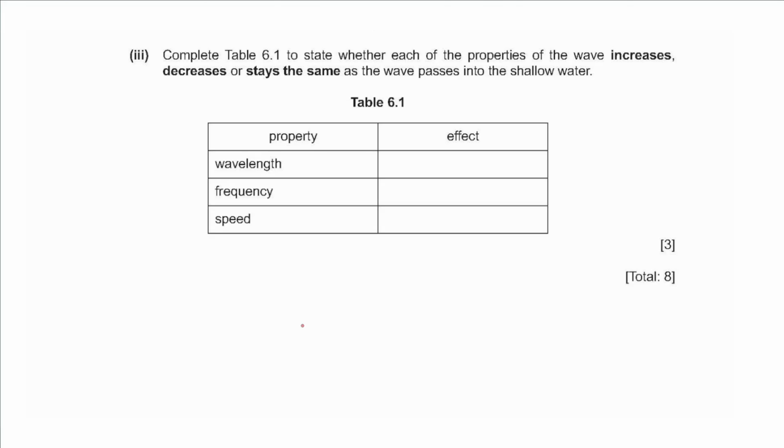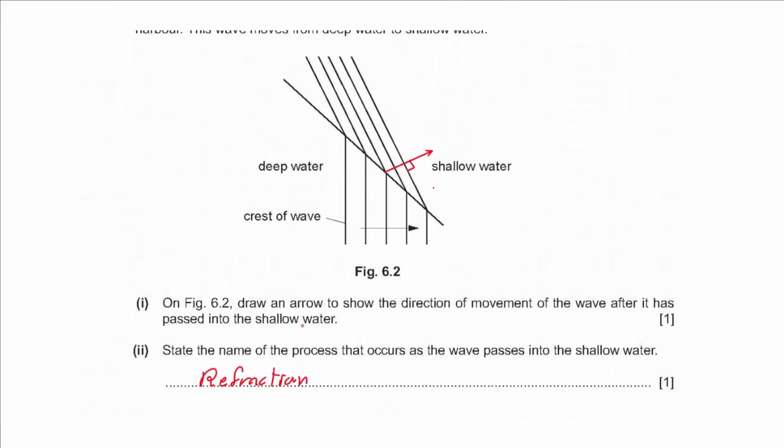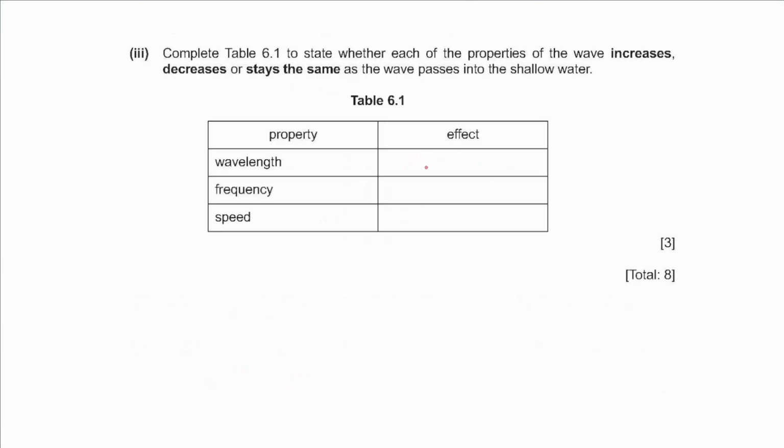Part iii says, complete table 6.1 to state whether each of the properties of the wave increases, decreases, or stays the same as the wave passes into the shallow water. Moving into the shallow water, the wave bent towards the normal and the wavelength actually decreases. So the first one is easy because the wavefronts became closer, so it decreases. The frequency through refraction stays the same, it does not change. And the speed follows the rule of the wavelength, since speed is equal to frequency multiplied by wavelength, and frequency is the same. Since wavelength decreased, then speed also decreases, same as wavelength.